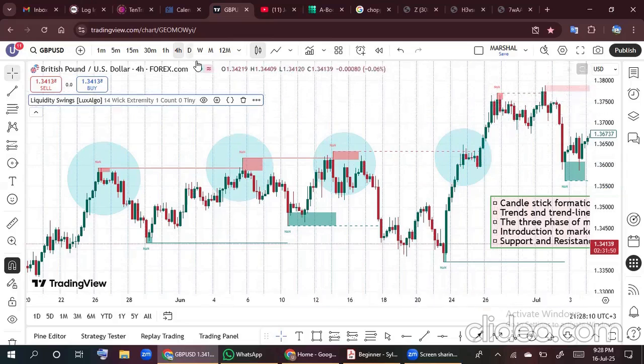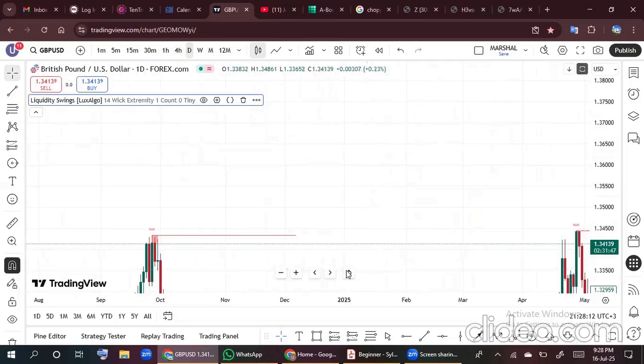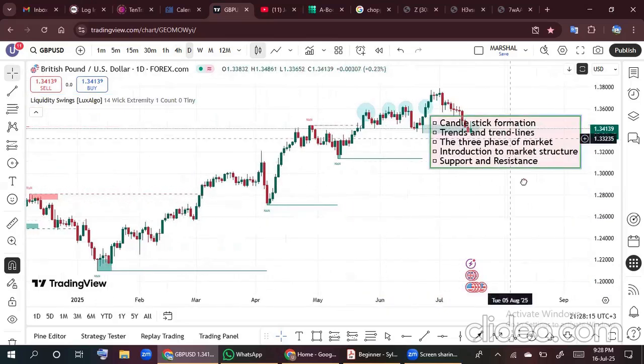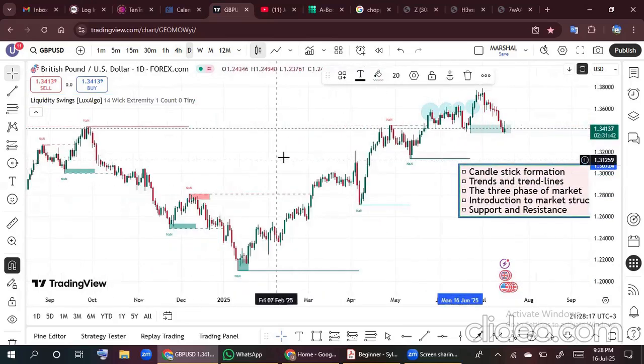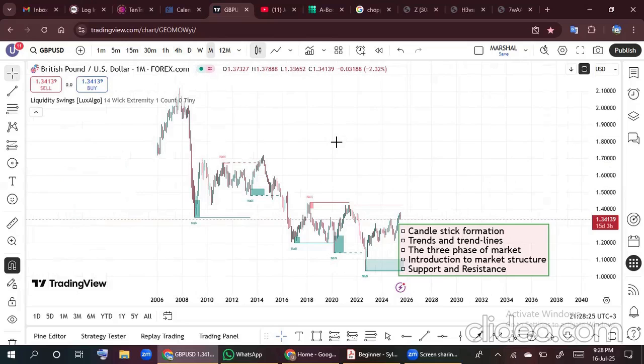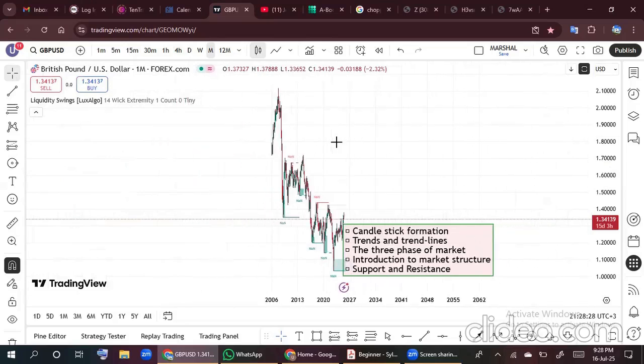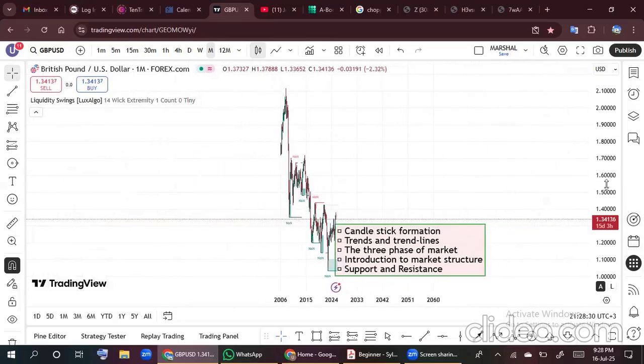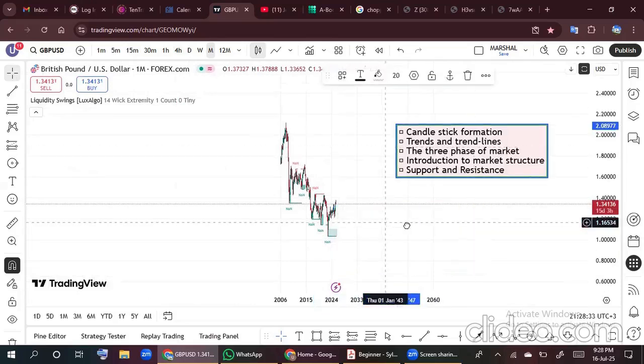Now, there is support and resistance in the market. Support and resistance. Now, you can go from the monthly time frame. When you shrink your chart, it gives you a broader picture of what is going on in the market.